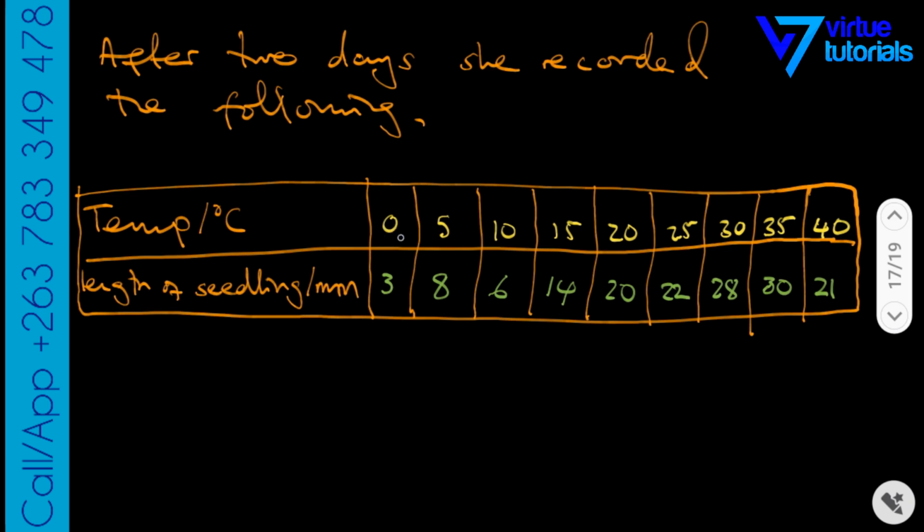At 0 degrees Celsius, it grew 3 millimeters. At 5 degrees Celsius, 8. At 10, 6 millimeters. At 15 degrees Celsius, 14 millimeters. At 20 degrees Celsius, 20 millimeters. At 25 degrees Celsius, 22. At 30, 28. At 35, 30. At 40, 21. So these are the two variables we're looking at in this case. This is our temperature, which is a variable on one axis, and then the length of seedling is going to be the variable on another axis.